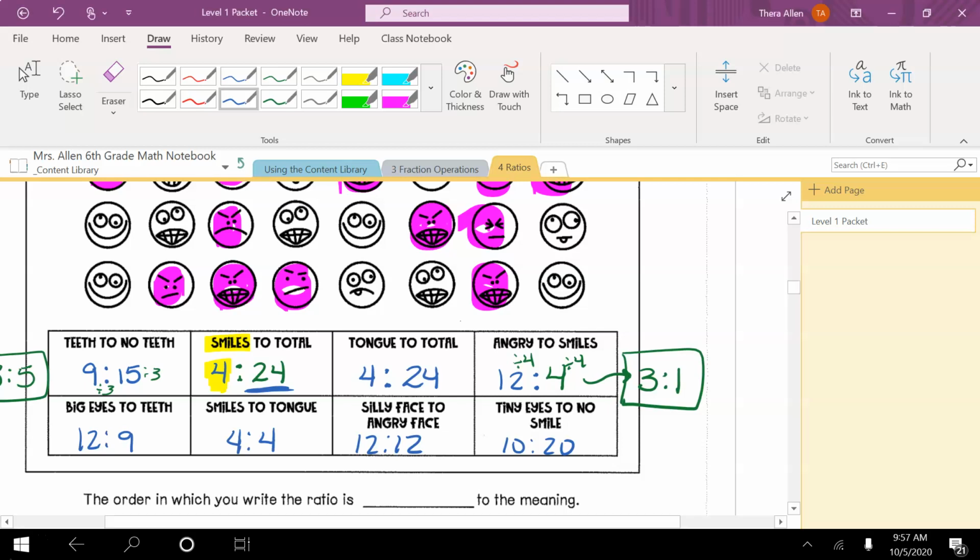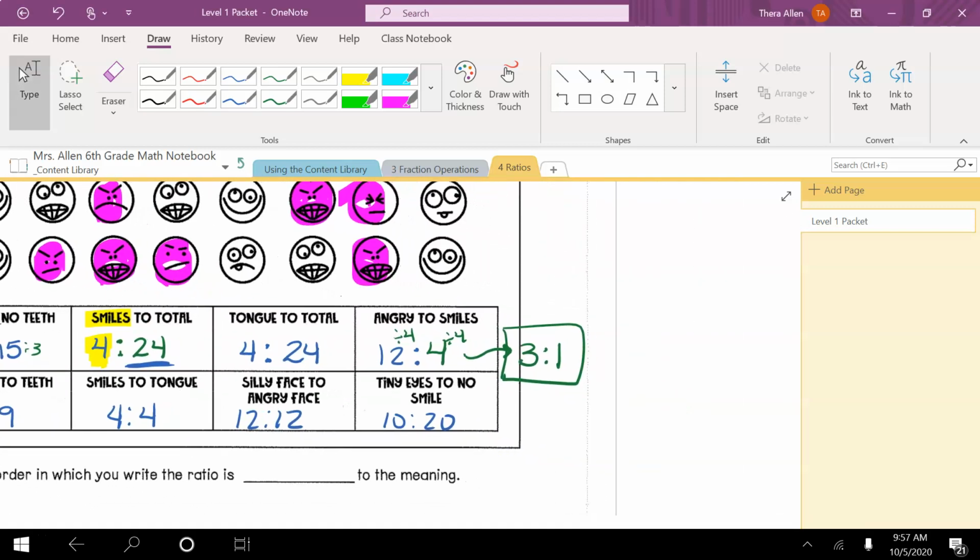I want us to find the simplified ratio for 10 to 20. A common factor between 10 and 20 is 10. So I divide both of them by 10. 10 divided by 10 is 1. 20 divided by 10 is 2. Our simplified ratio for tiny eyes to no smile should be 1 to 2.